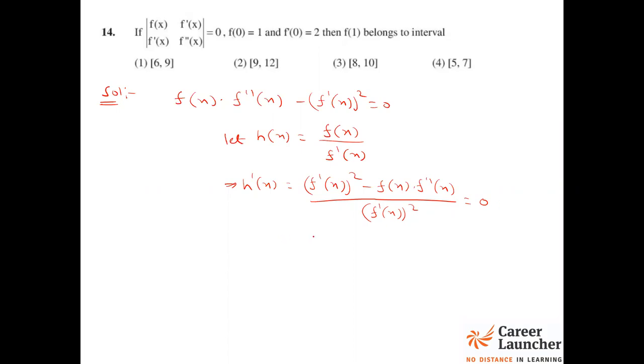So from this we can say that h of x should be a constant function. Let it be k. So f of x will be equal to k times f dash of x. And substituting x equal to 0, f of 0 is equal to k times f dash of 0. So by substituting the values of f of 0 and f dash of 0, the value of k will become half.